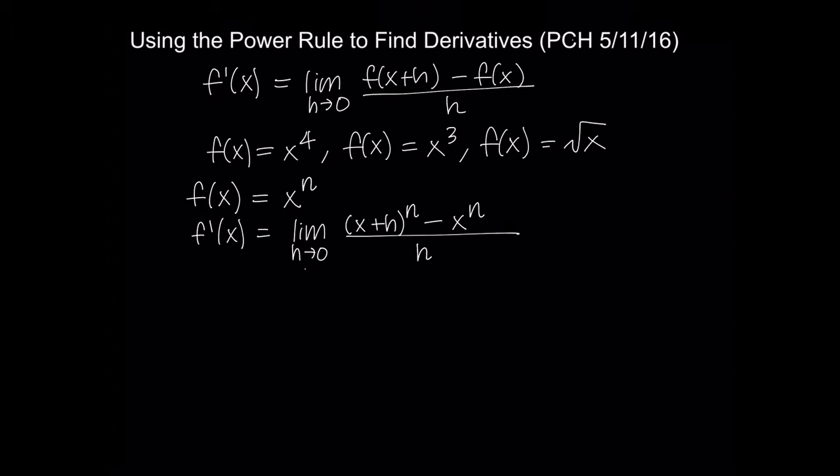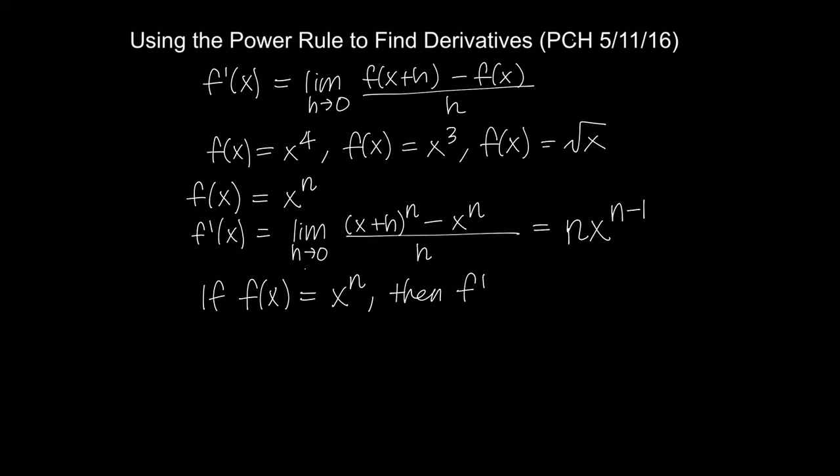Now to keep this video short, I'm going to skip ahead to what this limit equals after all the expansion and simplification. In class, we went step by step, but on this video, I will just go straight to the formula. This limit will equal n times x to the n minus 1 power. Therefore, here is what we have developed in class. If f of x equals x to the n, then the derivative f prime of x is equal to n x to the n minus 1 power.